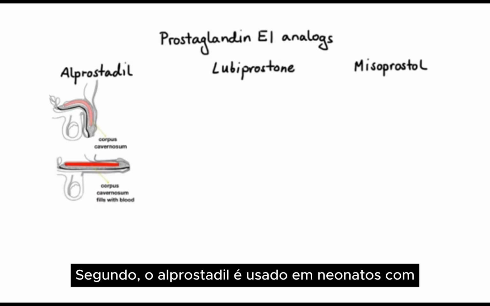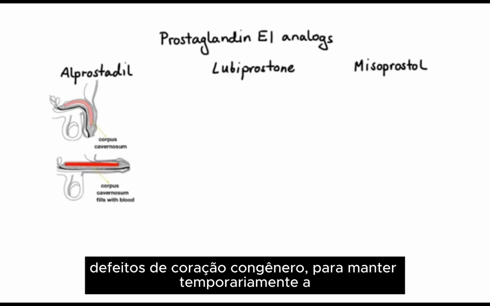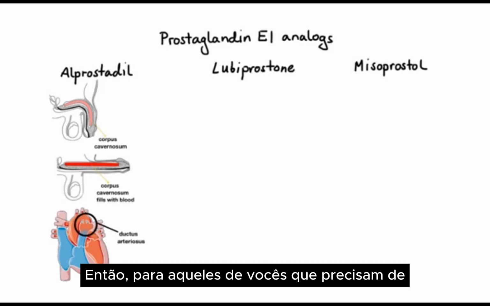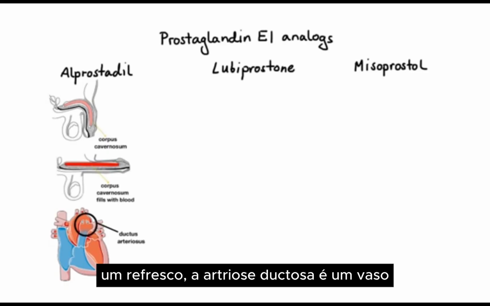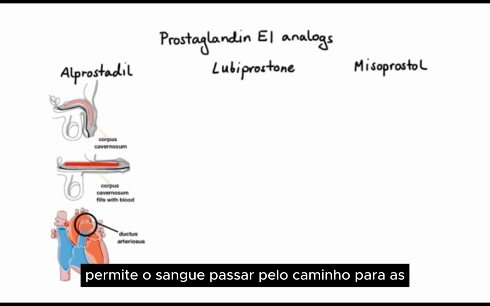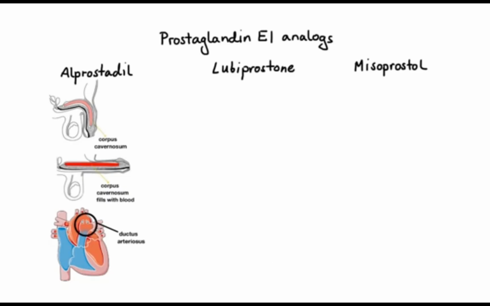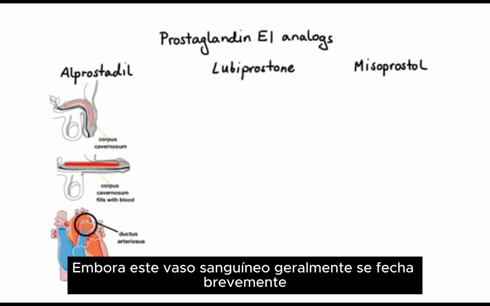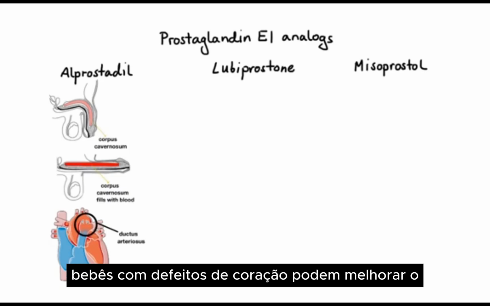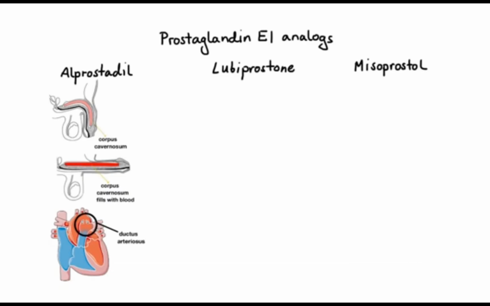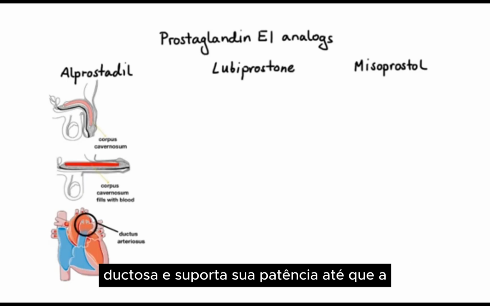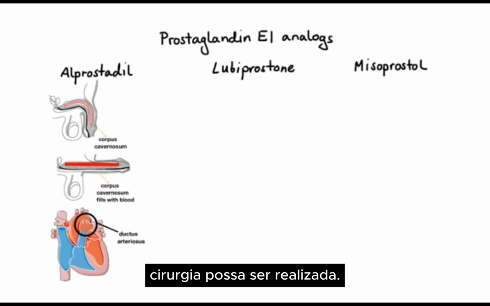Secondly, alprostadil is used in neonates with congenital heart defects to temporarily maintain the patency of the ductus arteriosus. So for those of you who need a refresher, the ductus arteriosus is a blood vessel found in babies before birth that allows blood to bypass the pathway to the lungs. Although this blood vessel typically closes shortly after birth, keeping it open in certain babies with heart defects may improve blood flow and oxygenation. So infusion of alprostadil relaxes the ductus arteriosus and supports its patency until surgery can be performed.